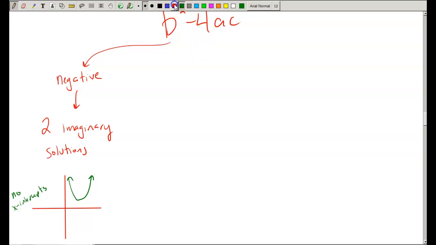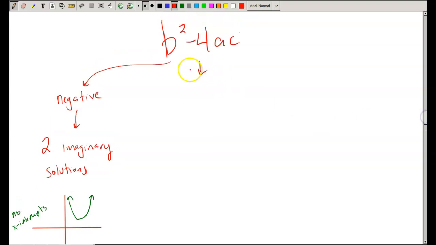Okay. So the second option: if we calculate the discriminant and b squared minus 4ac happens to be 0, which can happen, then we're going to have exactly one answer, and it will be a real number. It'll be a normal number. So I'm going to put here one real solution.